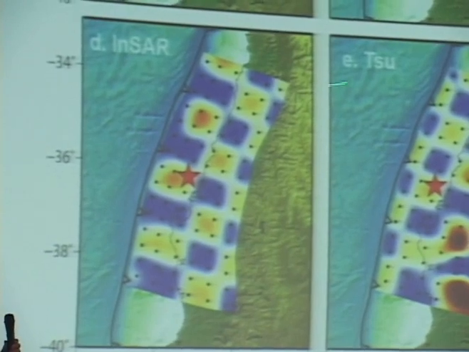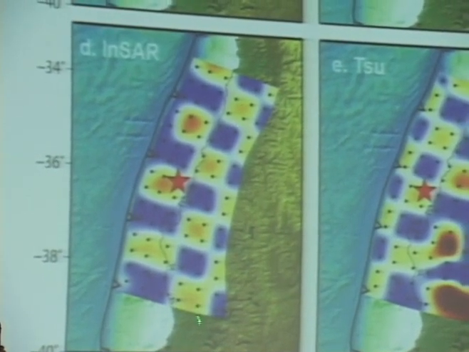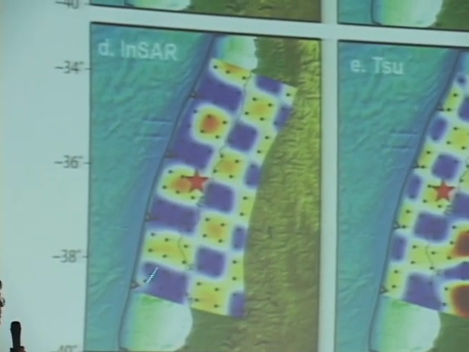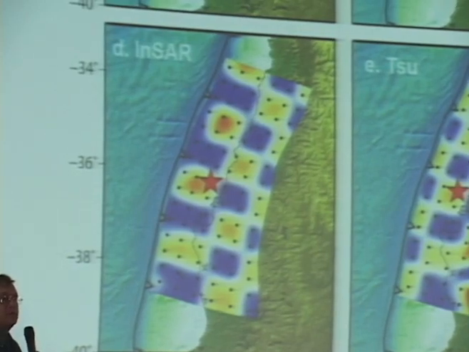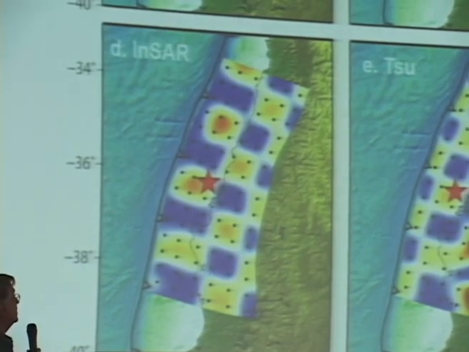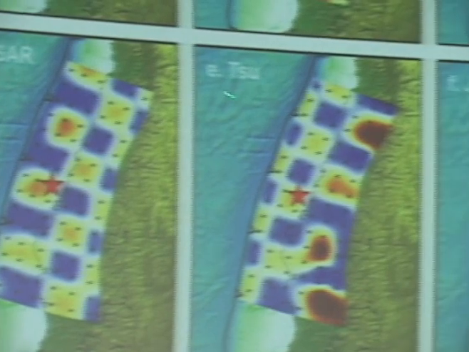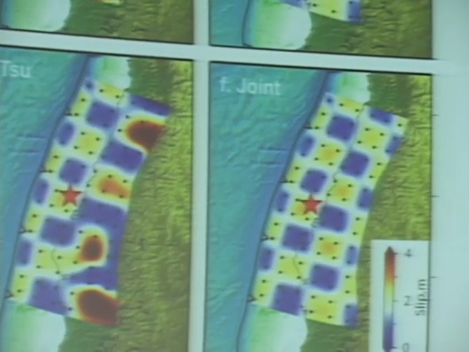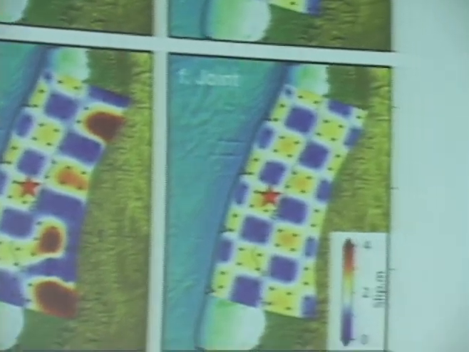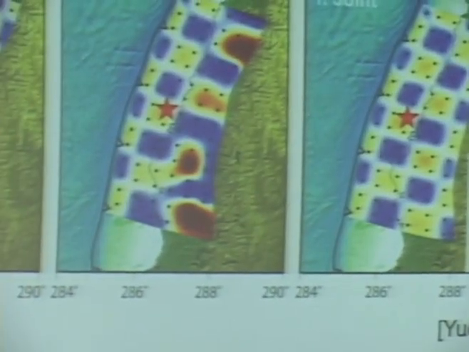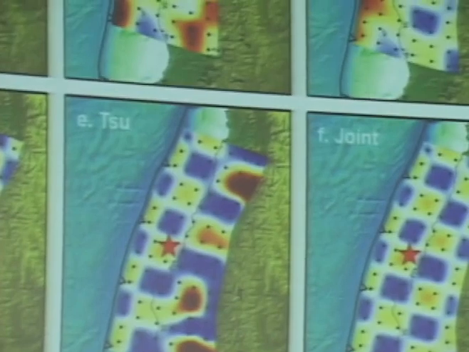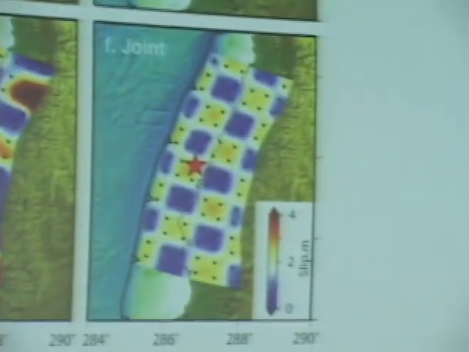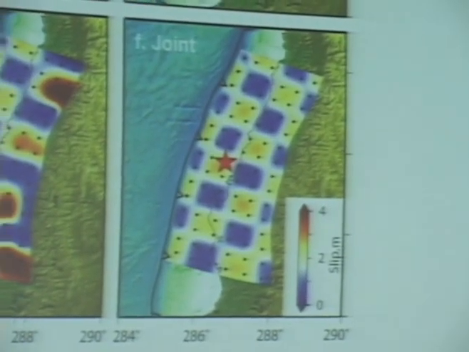The InSAR data, which is just for reflection off land, does very well for the on-land part of the fault, but it does very poorly offshore because it has no information. You can't see the seafloor deformation. In complementary fashion, the tsunami does very well offshore at recovering the input model, but it does very poorly onshore. So what we're doing in the current research is put all the different data together, exploit their complementary sensitivity, and see how well you can do.